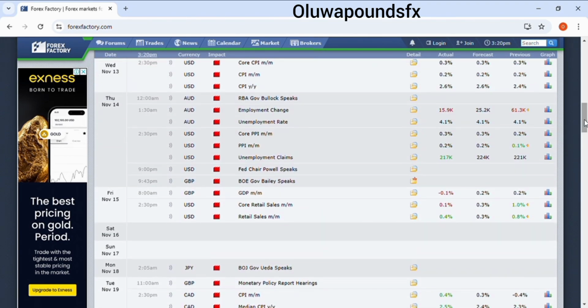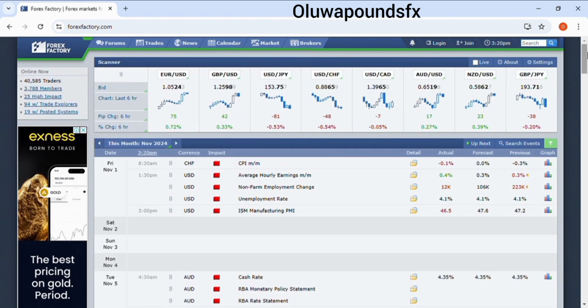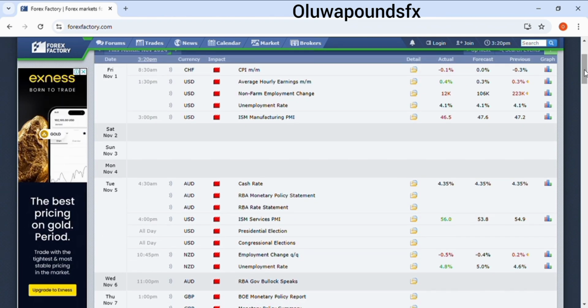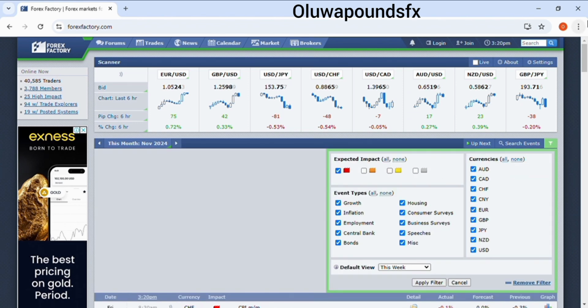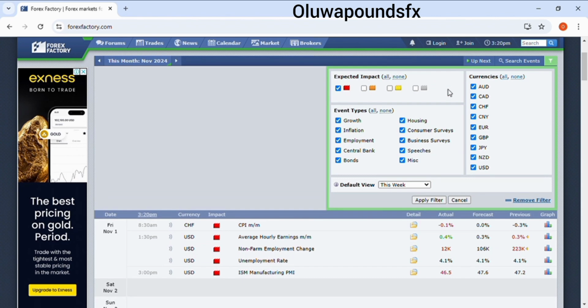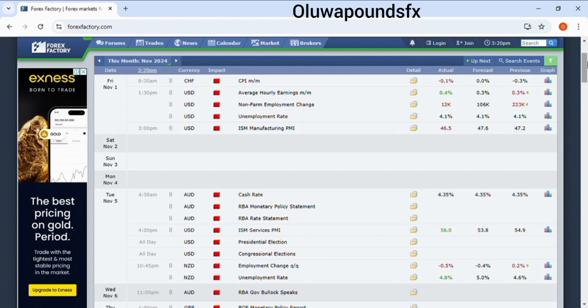Now after setting up your Forex Factory, the next thing you need to do is mark out the currency pairs you'll be trading. Actually, we are not trading all currency pairs. We are not trading this particular one, and we are not trading JPY. Then you click on apply filter.